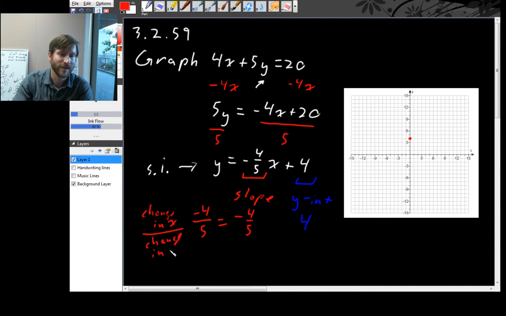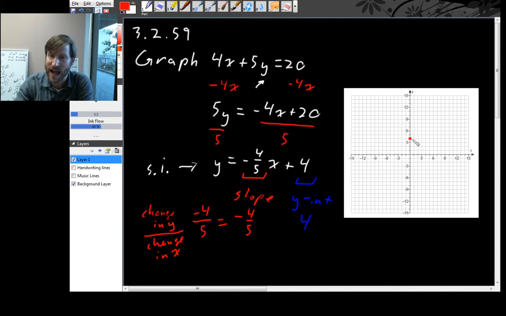divided by change in y. That's totally backwards. Why don't I fix that? That's change in y over change in x. That's more like it. Okay, so since our slope is negative 4 over 5, the change in y is going to be negative 4. And remember, that means down 4. And the change in x is going to be 5.